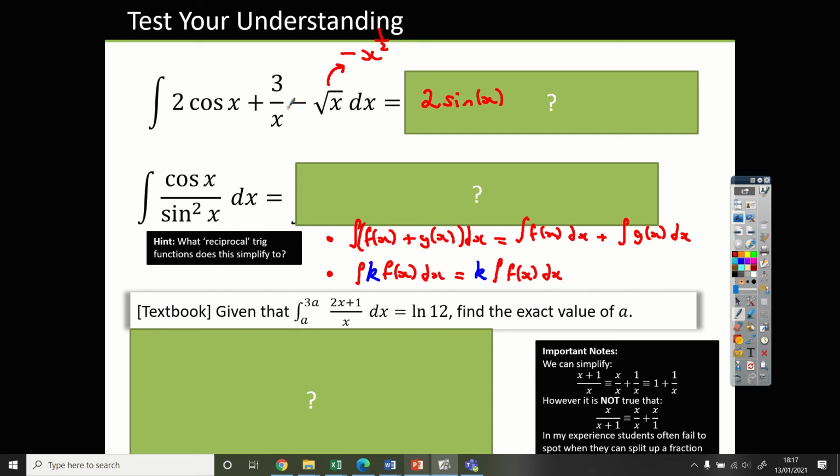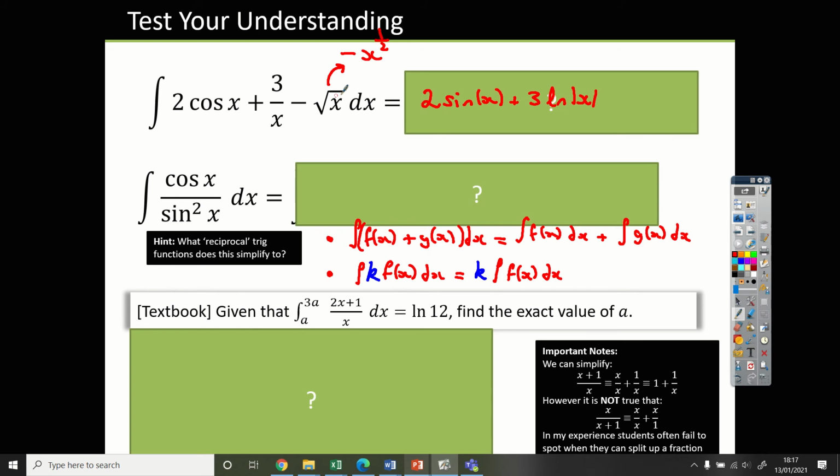3 over x, you can think of as 3 lots of 1 over x. And 1 over x goes to ln. So this is going to give us 3 lots of the natural log of the absolute value of x. I'm going to probably begin by putting these absolute value bars on, but mark schemes don't tend to penalise you if you don't put these bars on. So I might end up being lazy and take them off. So we'll see what I do.